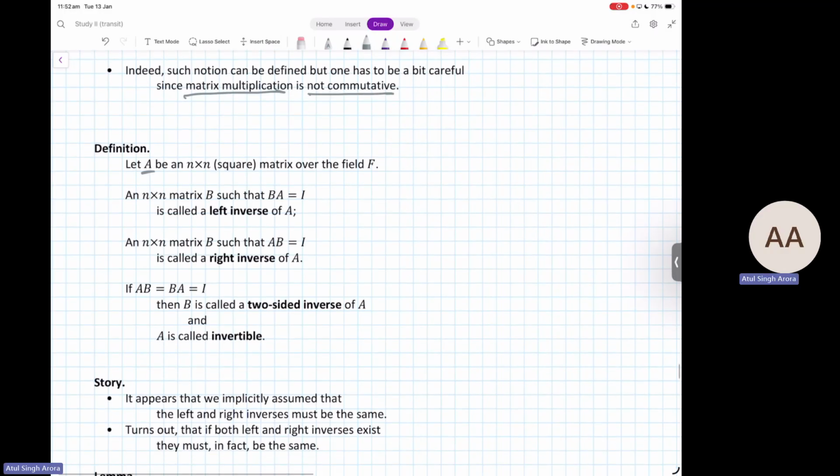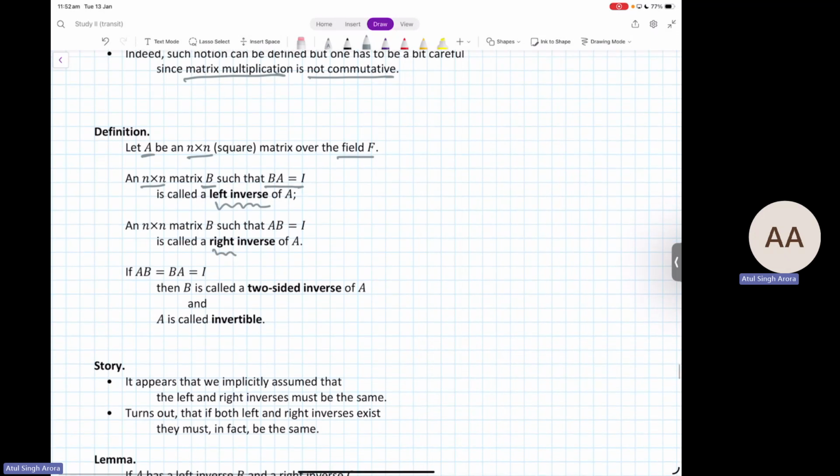So suppose that A is an n cross n square matrix over the field capital F. We say that an n cross n matrix capital B satisfying B times capital A is identity is going to be called the left inverse. So if you multiply matrix B on the left and it gives you identity, it's the left inverse. You should do the same thing on the right and it gives you identity, it's called the right inverse.